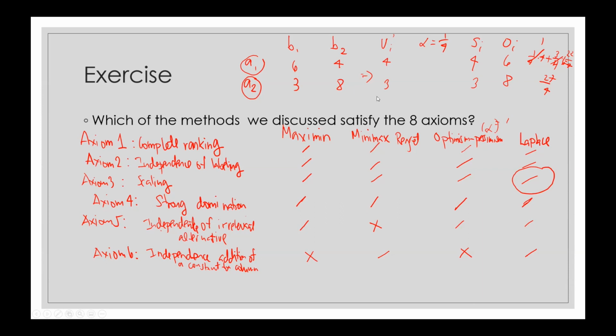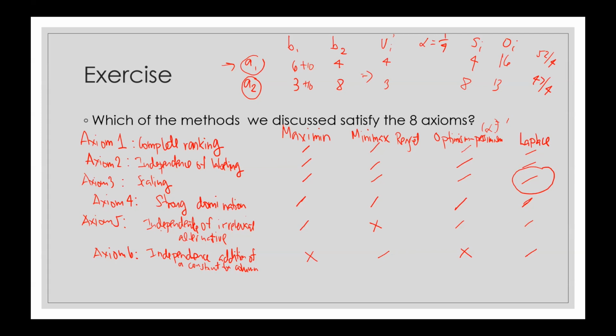Now, what if we add 10? Our best here would be 16, and our worst here is 8. The best is 13. Now, if we compute 16 times 3/4, we get 52/4, and for this, we get 47/4. The best now is A1. So earlier it was A2, now it is A1. This shows that optimism as well does not satisfy action 6.